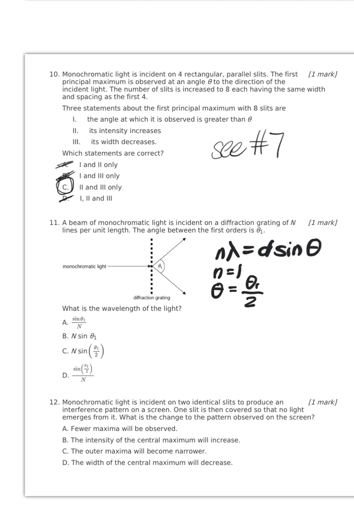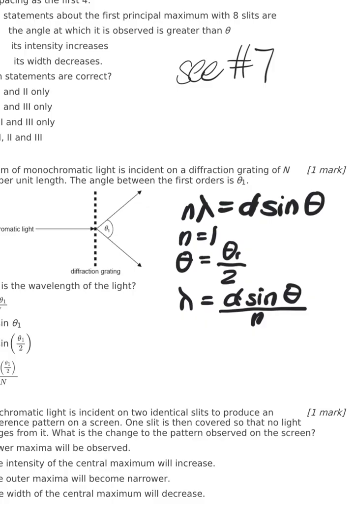They're asking about lambda. So lambda, and n we said was equal to 1, so that really just gives us that lambda is d sine of theta 1 over 2.